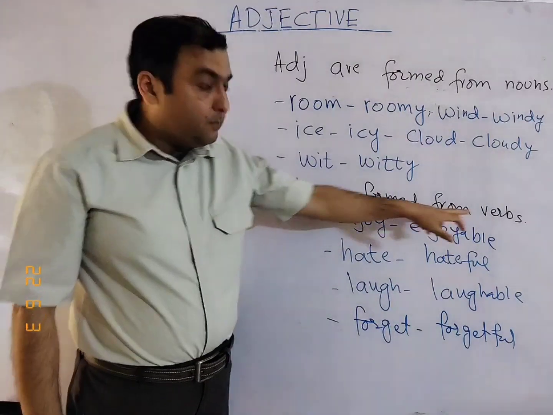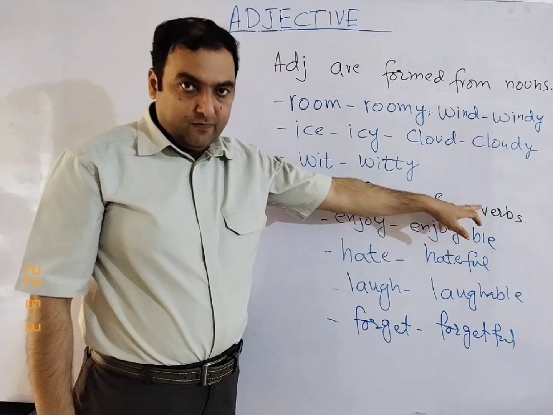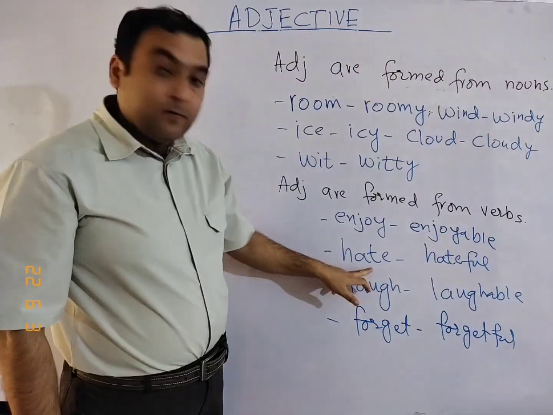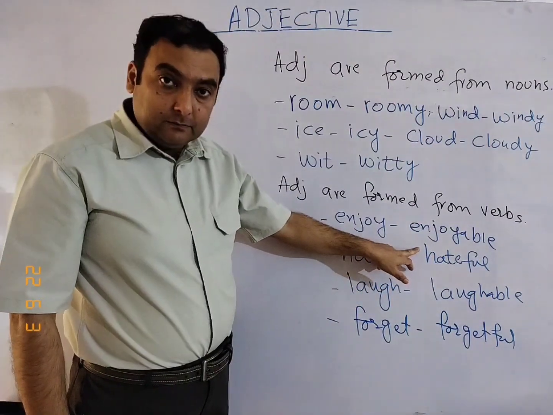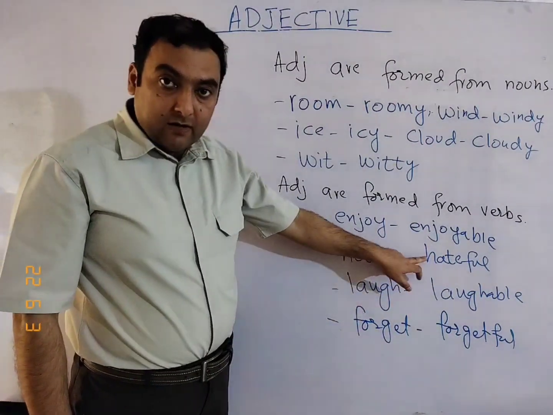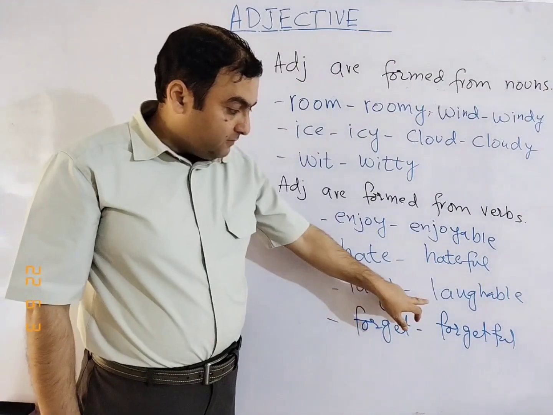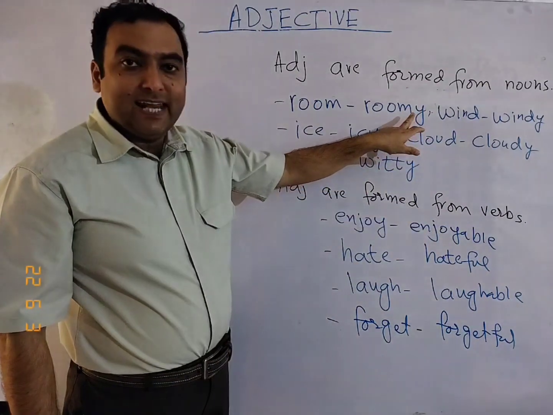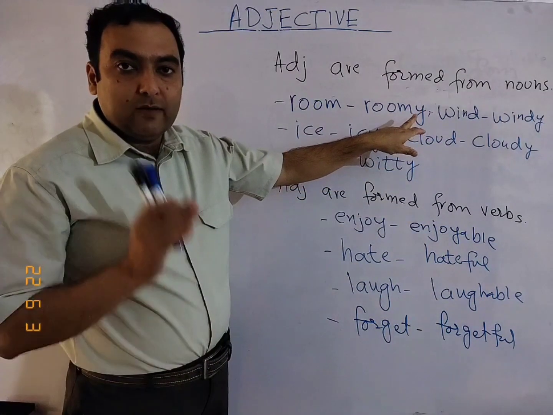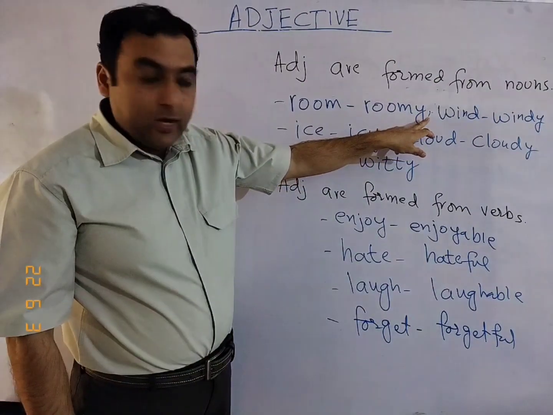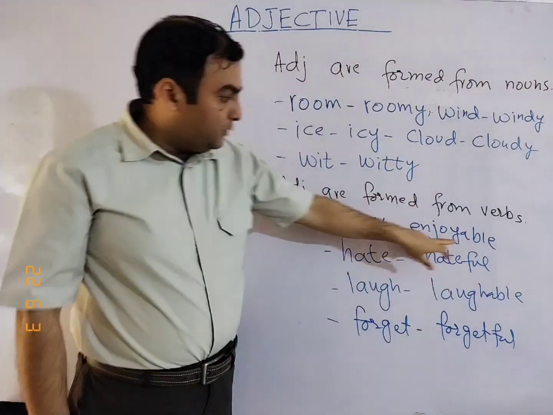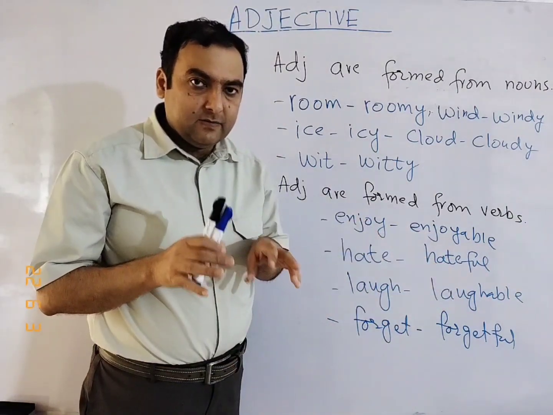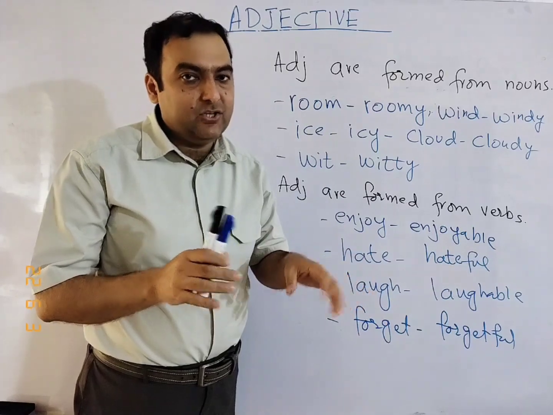Adjectives are also formed from verbs. For example, from enjoy we have enjoyable. From hate we have hateful. From laugh we have laughable. And from forget we have forgetful. And if you see here, we have different endings for adjectives. Here we have y, here we have able, here we have full. So different adjectives end in different letter combinations.